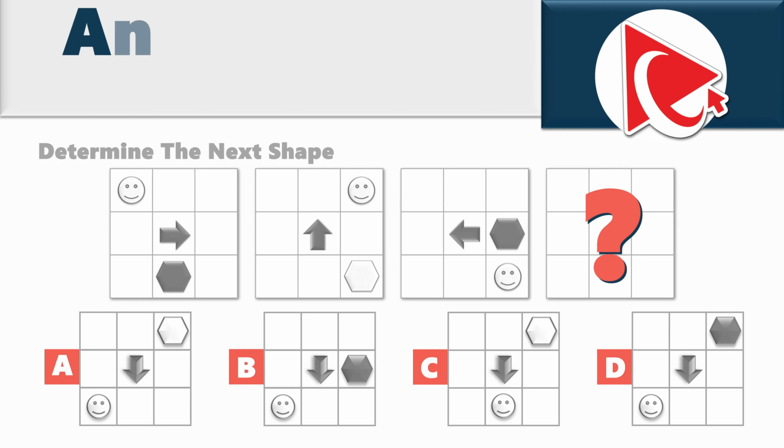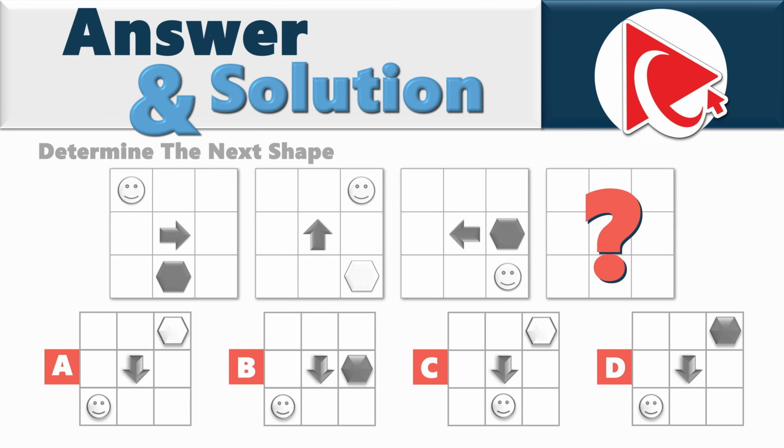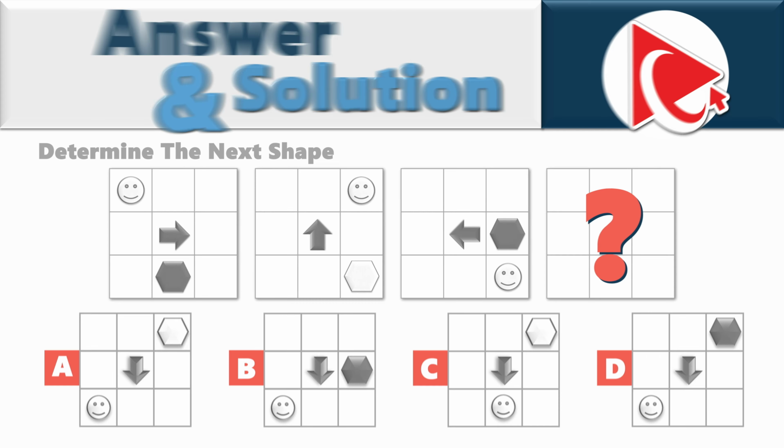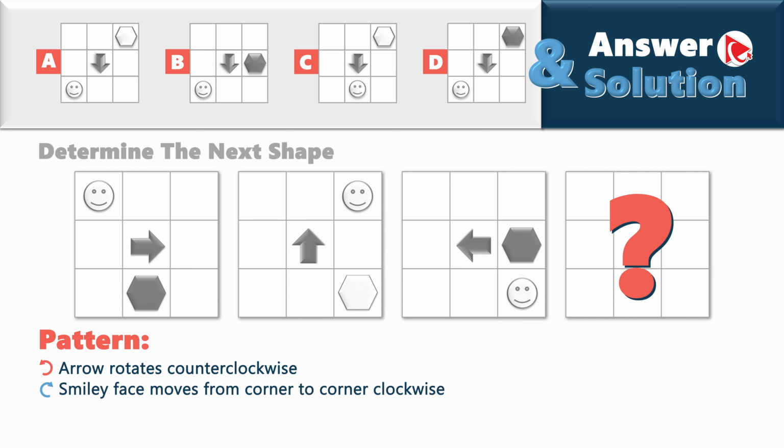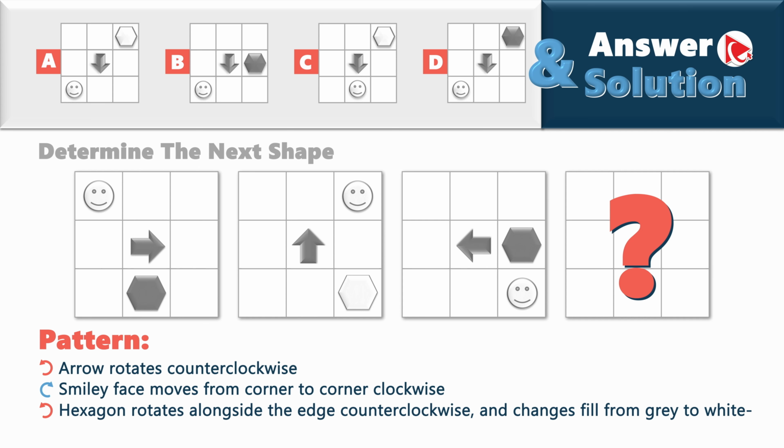The way to solve these types of problems is to look at 3 original shapes and determine the pattern. The pattern exists for every shape inside the matrix. For example, if you look closely, you will see that arrow rotates counterclockwise. This is probably the easiest pattern to determine. But hey, there are 2 other patterns because there are 2 other shapes. For example, smiley face moves from corner to corner clockwise. And then hexagon rotates alongside the edges counterclockwise and also changes the fill from gray to white.